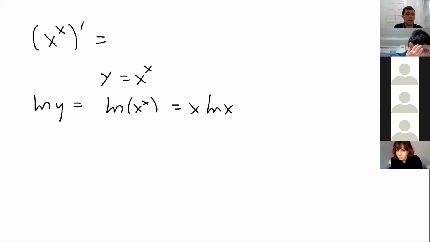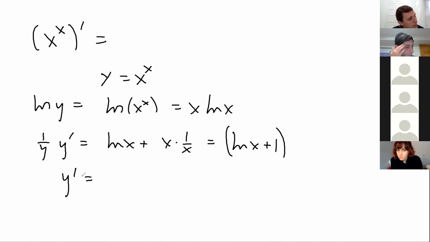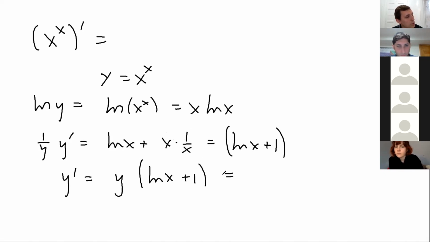So then what do I have, guys? I take the derivative of the left side and I get 1 over y times y prime. And on the right side, it will be ln x plus x times 1 over x, or altogether ln x plus 1. And so that means that y prime is equal to y times (ln x plus 1), which is simply x to the power of x times (ln x plus 1).